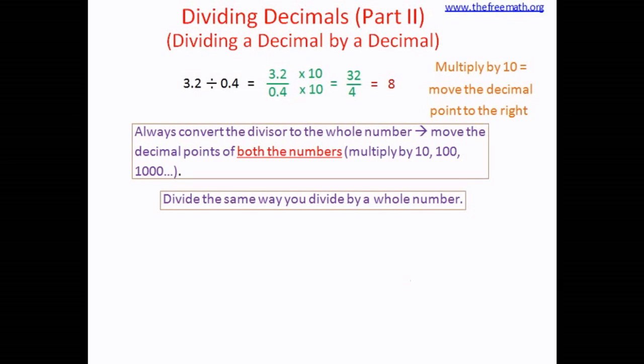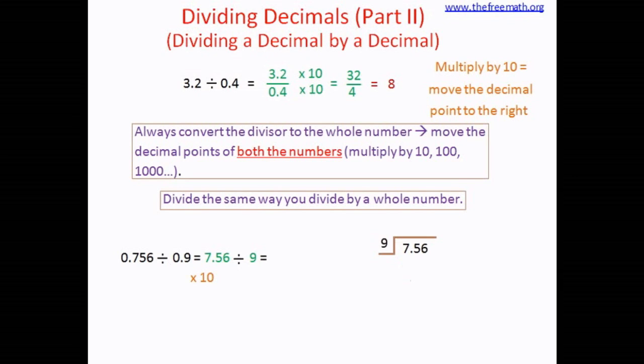So let's take an example. Divide 0.756 by 0.9. Now we want to convert 0.9 to a whole number. For that, we are going to move the decimal point to the right. That means we are going to multiply it by 10. So if you move the decimal point one place to the right for 0.9, let's do the same thing for 0.756. That means our division is going to look like this. Divide 7.56 by 9. We know how to do this.